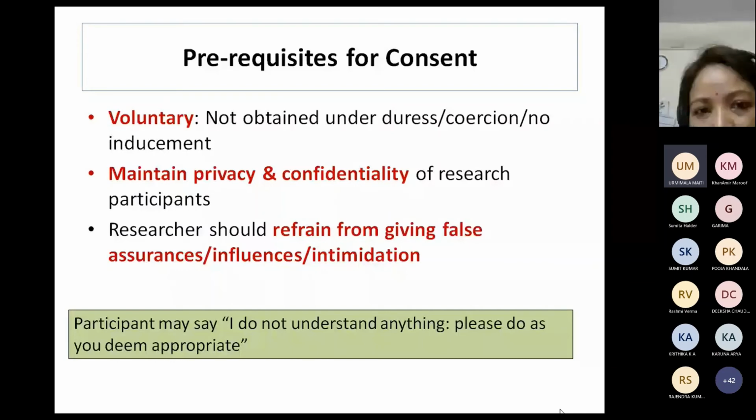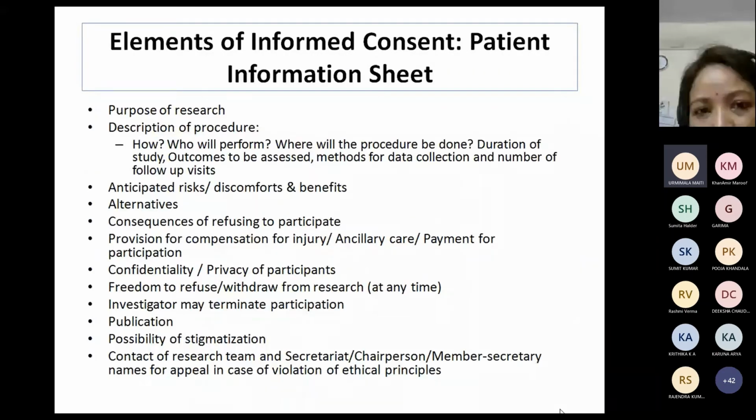So there are two parts of the informed consent document. The first is the patient information sheet, right? At the end of this lecture, I'll be showing you an example of my PG's IEC form, where I'll be showing you how exactly that is filled up.